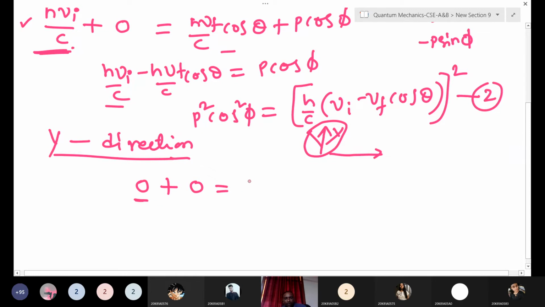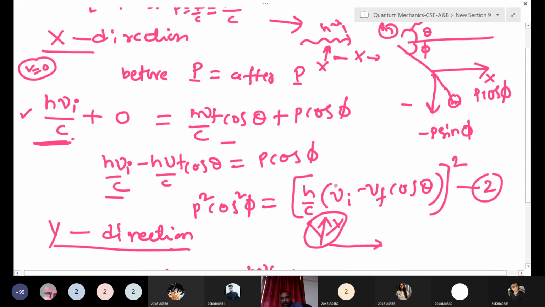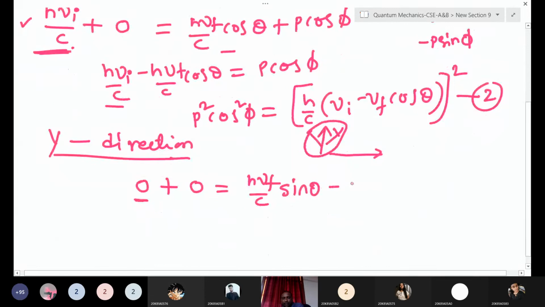So after collision, that is P sine theta. You can write, instead of P, h nu f by c sine theta. Along the y direction, what is the momentum of electron after collision? Minus P sine phi. Theta is the scattering angle for the photon, and phi is the recoil angle for the electron. Okay, that is the difference.